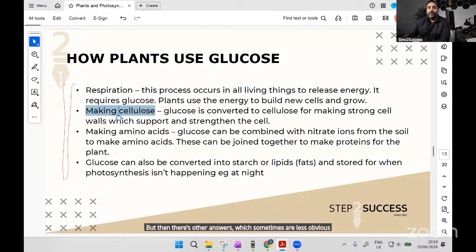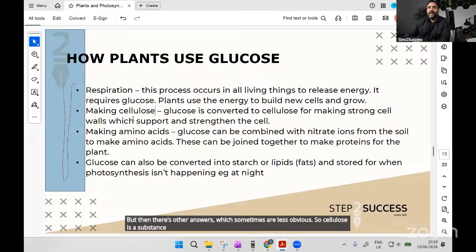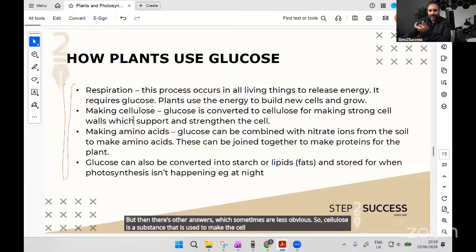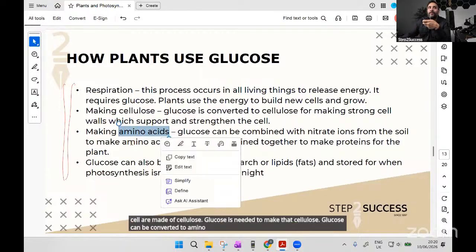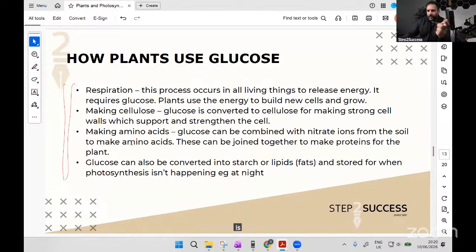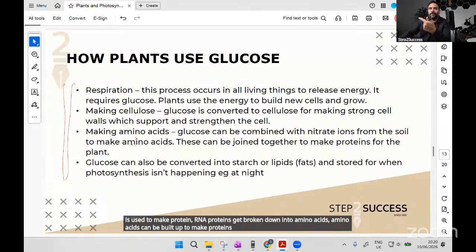So cellulose is a substance that is used to make the cell walls. Your cell walls in a plant cell are made of cellulose. Glucose is needed to make that cellulose. Glucose can be converted to amino acids, which are used to make protein. Remember, proteins get broken down into amino acids. So amino acids can be built up to make proteins again to help it grow. And it also stores glucose as starch.